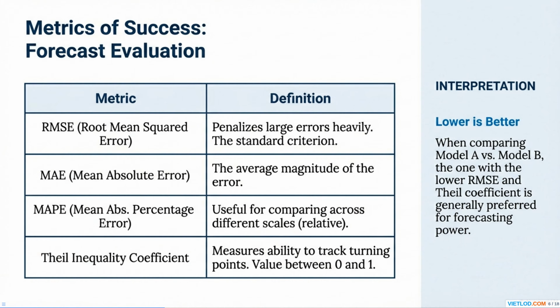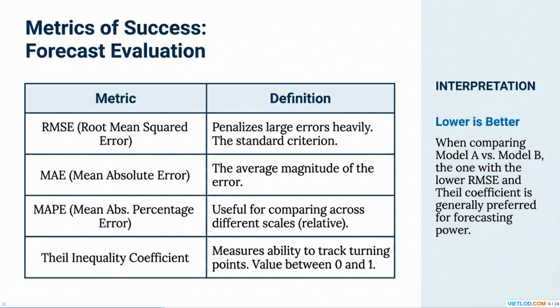After generating a forecast, it's crucial to objectively evaluate its performance. Here, we outline the key metrics used to assess forecast accuracy. The root mean squared error, or RMSE, is a standard metric that heavily penalizes larger errors by squaring them. The mean absolute error, MAE, provides the average magnitude of the forecast error, being less sensitive to extreme outliers than RMSE. For comparing forecasts across different series with varying scales, the mean absolute percentage error, MAPE, is particularly useful as it expresses the error as a percentage.